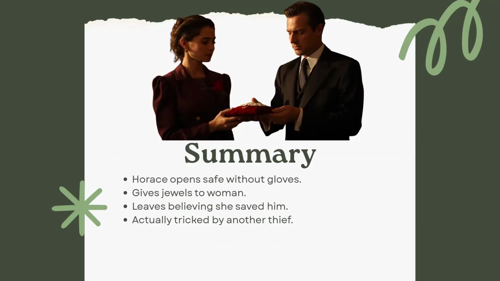So here comes the climax of the story, the critical mistake made by Horace. He removes his gloves, opens the safe for her and hands over the jewels to her. He leaves thinking he escaped the danger, but actually he is trapped, and this is the story's ironic climax.